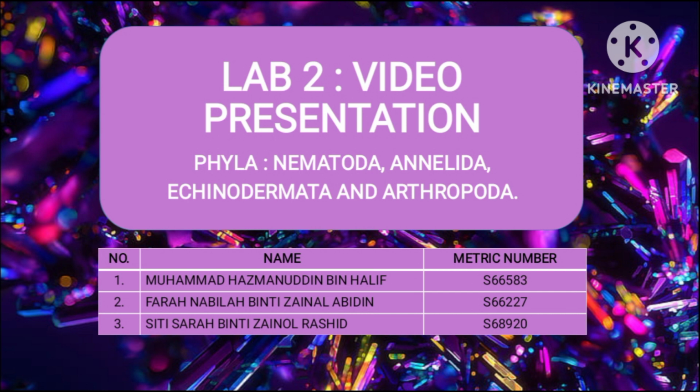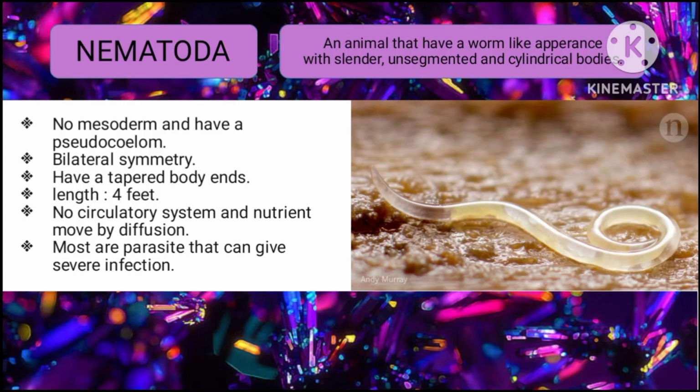In this presentation, I will explain to you about four phyla, which are Nematoda, Annelida, Echinodermata, and Arthropoda. Firstly, I will explain to you about Nematoda. Nematoda is an animal that has a worm-like appearance with slender, unsegmented, and cylindrical bodies.